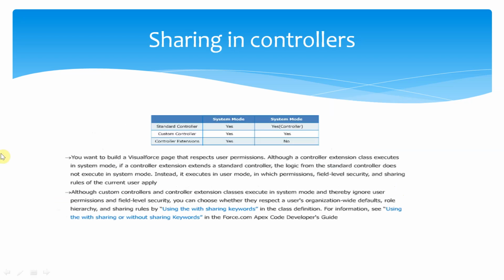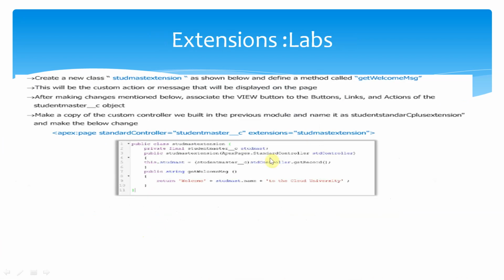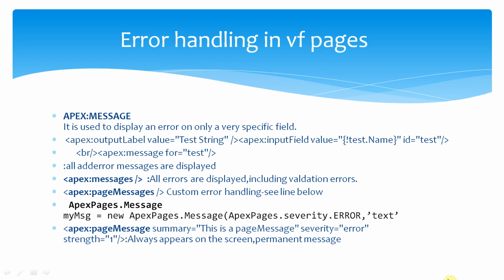Now, how do you manage sharing in a controller? If you want to build a page that respects user permissions, although a controller extension class executes in system mode, you need to use the with sharing keyword. When you use the with sharing keyword, it will start inheriting all your organization's sharing rules. If you do not use sharing rules, then it will run in system mode. Now let us look at how to create an extension, and then we come back over here.